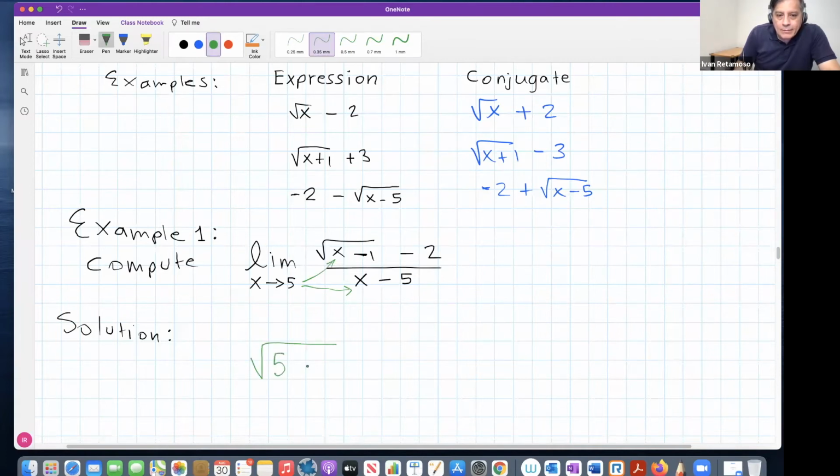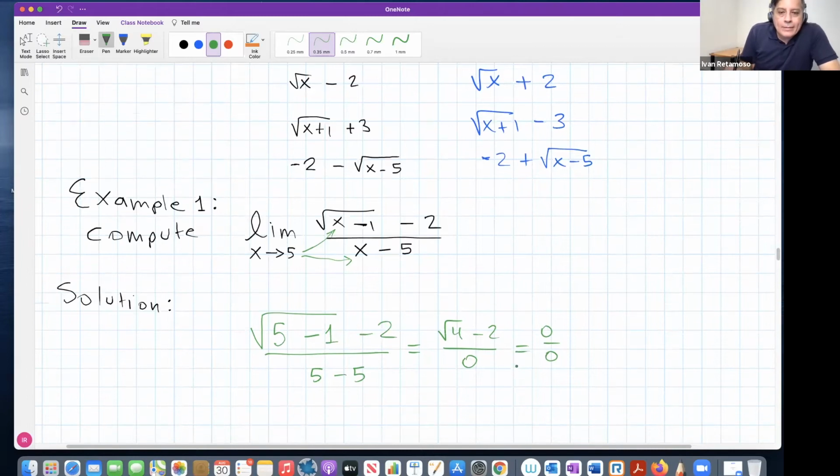If we try direct substitution, however, notice what's going to happen. This will be a square root of 5 minus 1 minus 2 over 5 minus 5. Unfortunately, this will be a square root of 4 minus 2. This is 5 minus 5, which is 0. A square root of 4, 2 minus 2, 0. 0 over 0, right? Undefined. All right, but the fact that this is undefined doesn't mean that the limit should be undefined, right? Remember, limits are about what happens in the neighborhood of 5, not necessarily right at 5, right?